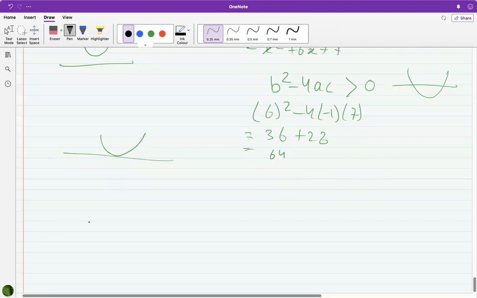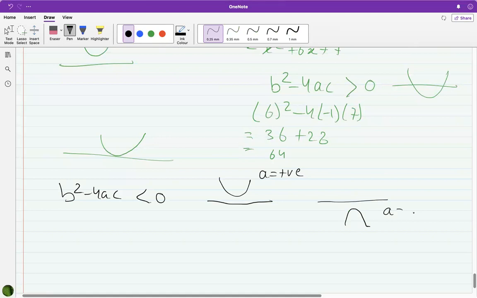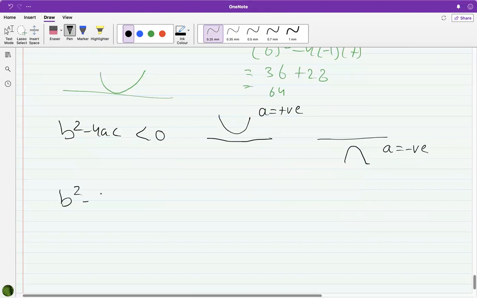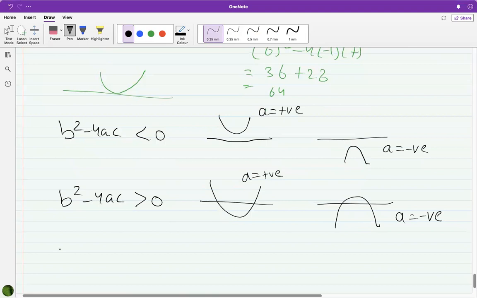Proceeding a little to the next step, we will introduce negative values as well. b squared minus 4ac less than 0 means the curve is not touching. This can also look like this. This is when a is positive and this is when a is negative. Smiley face, sad face. This is the only introduction which we left yesterday. When it is greater than 0, this would mean it intersects at two different points. A is positive, a smiley face. A is negative, a sad face. And b squared minus 4ac equal to 0 would mean it touches the curve at one point.